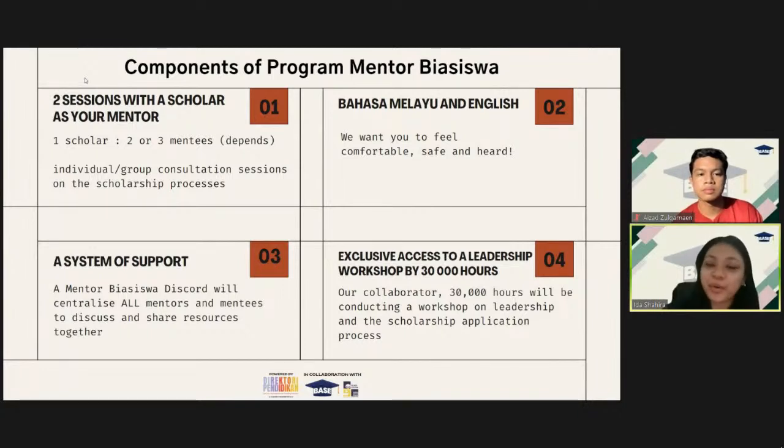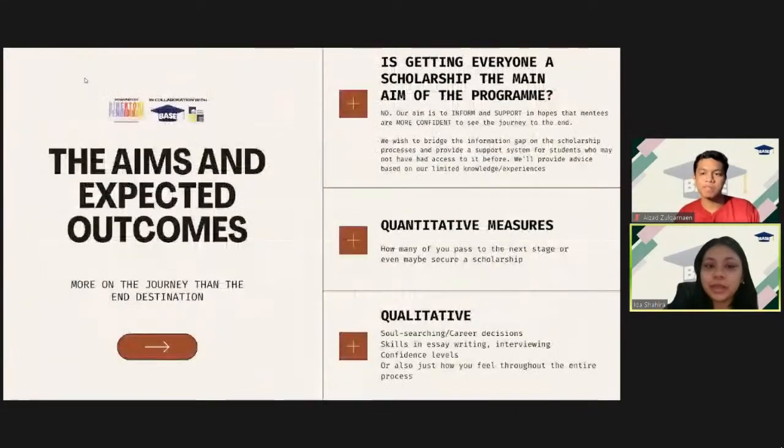And lastly, for components, you will have exclusive access to a leadership workshop by another one of our collaborators, 30,000 Hours. They will be specifically focusing on how to portray leadership skills through the different scholarship application components, such as essay writing and interviews. And, very interesting, we're only limiting that to all those who sign up for Mentor Biasiswa. So don't miss that chance and do sign up. And with that, I will hand the presentation over to Isaac.